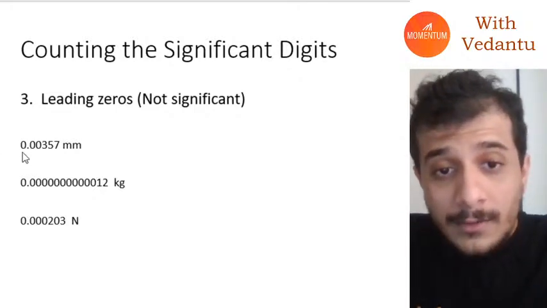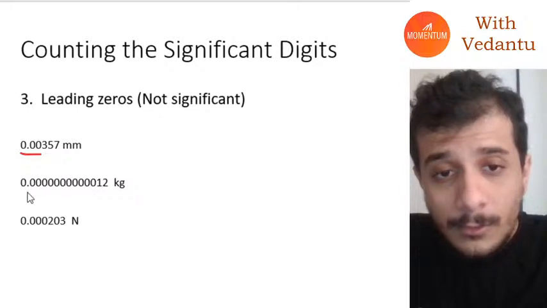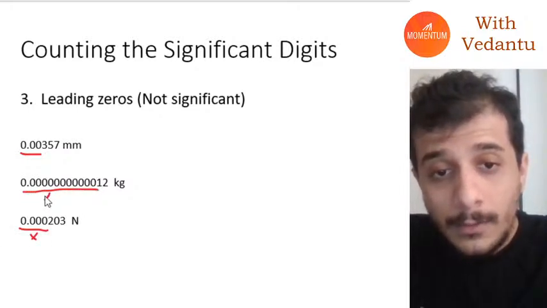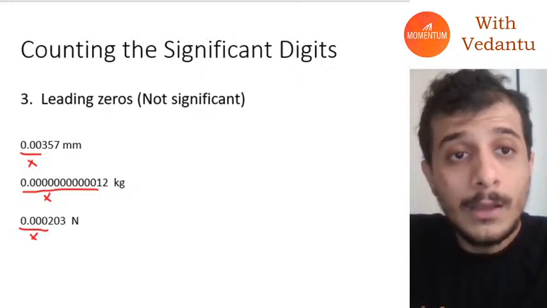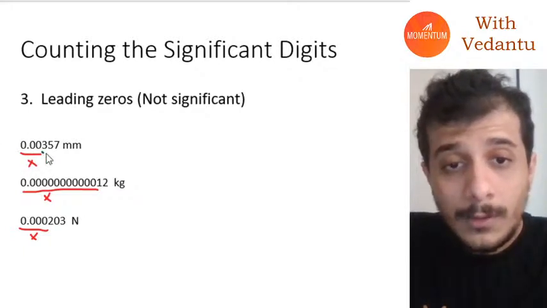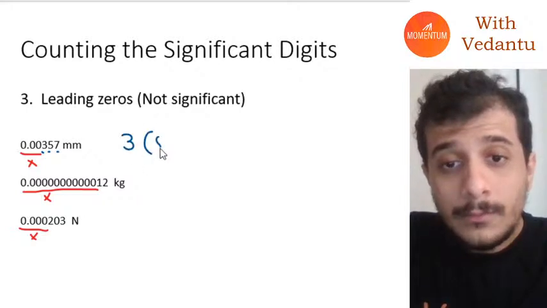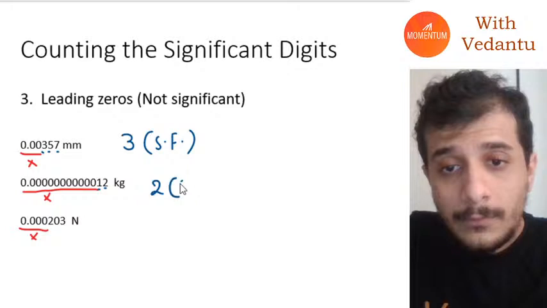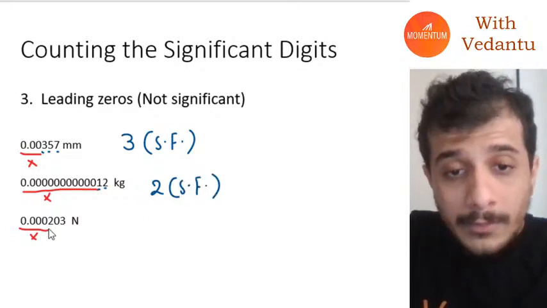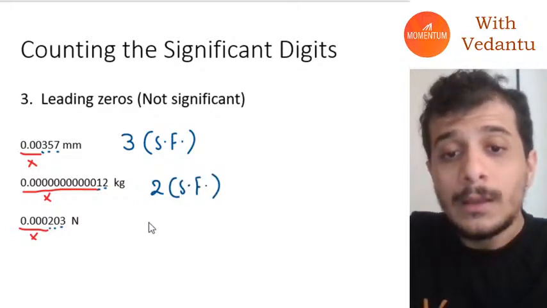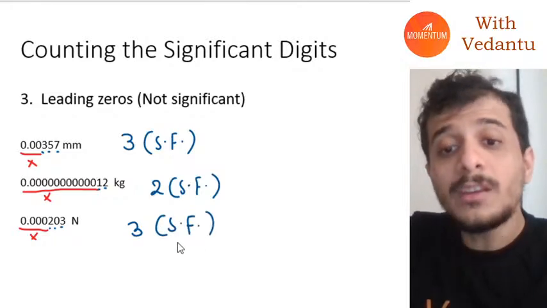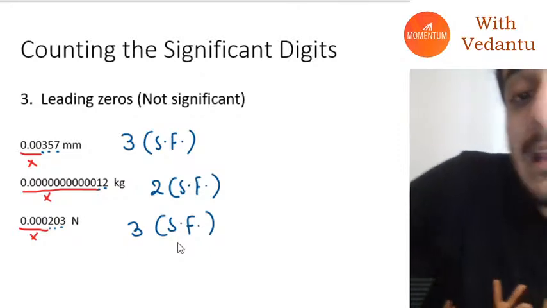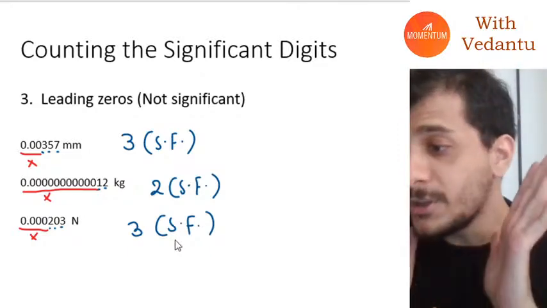So in this case, if you see these digits, these zeros are not significant. All these three are not significant. So how many significant digits in the first one? 1, 2, and 3. You have three significant figures. How many significant digits in the second one? 1 and 2. So you have two significant figures. And how many significant figures here? 1, 2, and 3. So you have three significant figures. Remember, zeros in between are always significant. Zeros leading before are always non-significant.